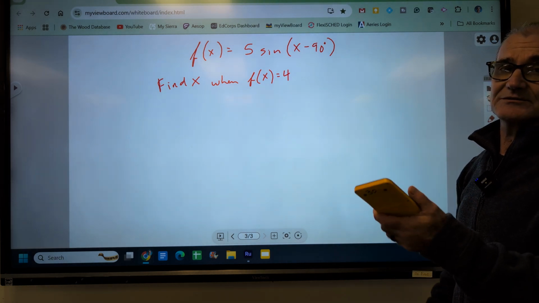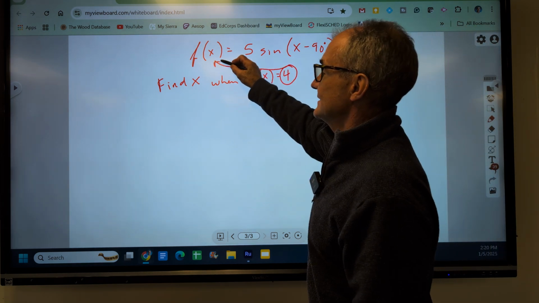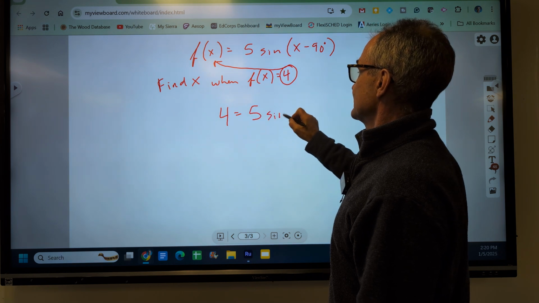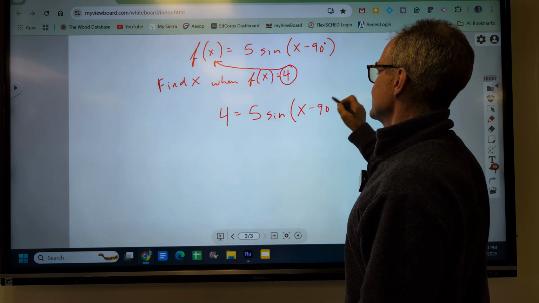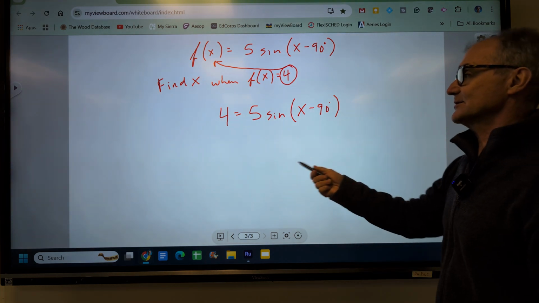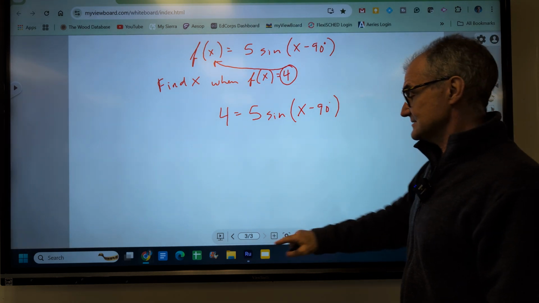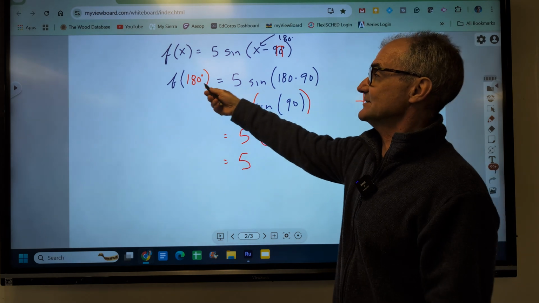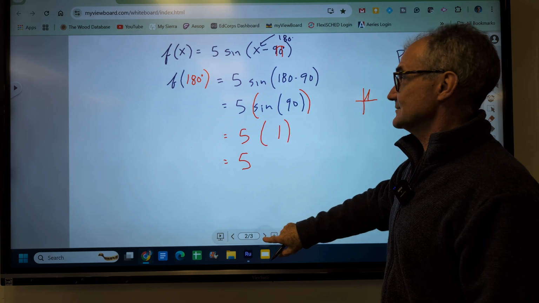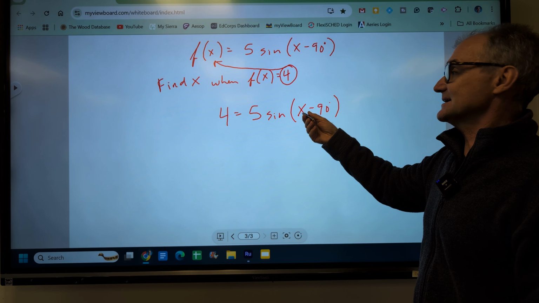I am in degrees, so I'm in degree mode with my calculator. This is saying take that 4 and plug it in here. So I have 4 is equal to 5 sine x minus 90 degrees. I still use the same order of operations, but what's different here is I am going backwards, meaning I am isolating my independent variable. So in my first case scenario right here, I am given a value, an independent variable, and I plug it in and I evaluate this. In my second case scenario, I'm given a dependent variable asking how do I isolate x.